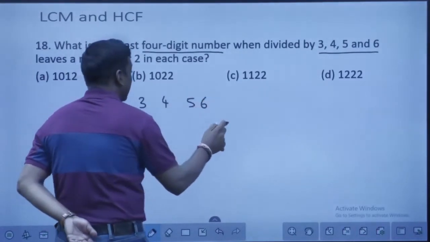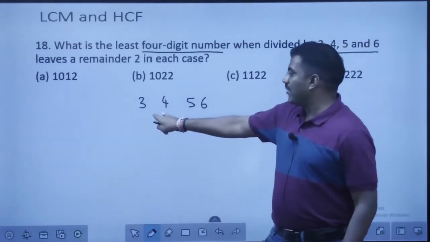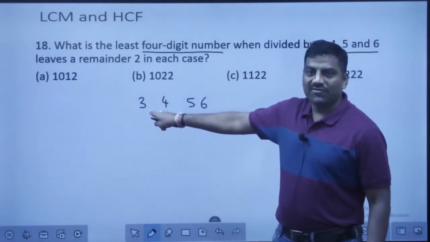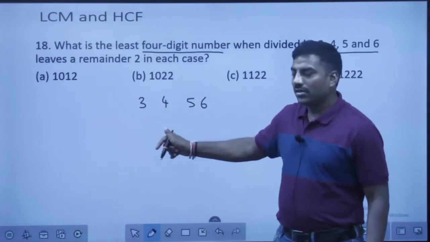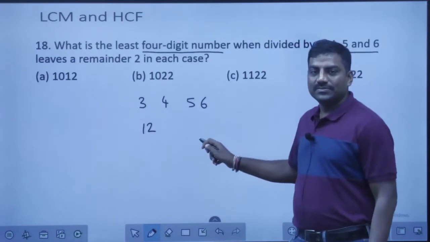I'll give one more clue here. Rather than going for all the numbers, find out the LCM for 3 and 4. What is the LCM of 3 and 4? 12. LCM of 5 and 6.